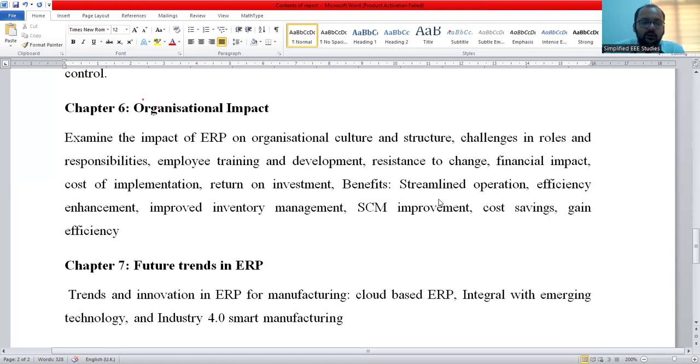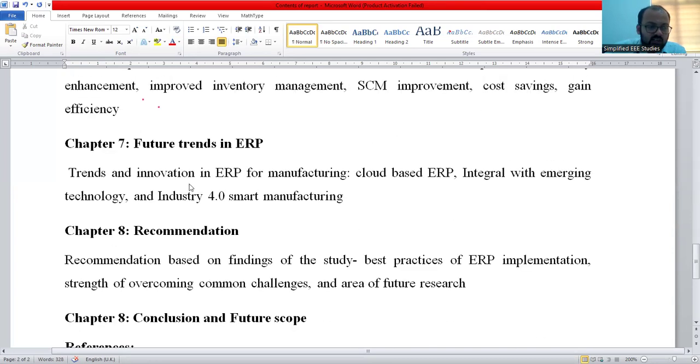Okay, then efficiency. After implementing the ERP, what about the overall efficiency? Then inventory management, whether it became effective or not. Then supply chain management improvement, cost saving, gain in efficiency. Those parameters I considered.